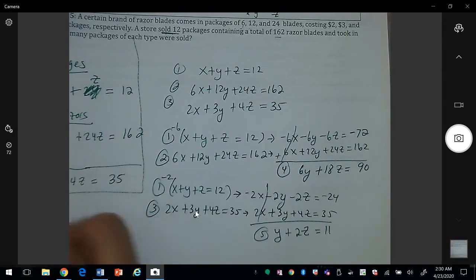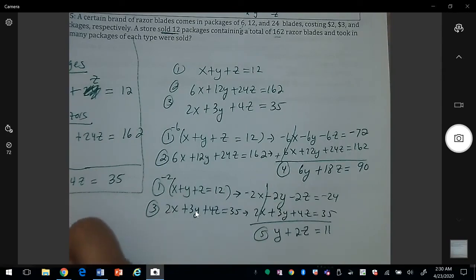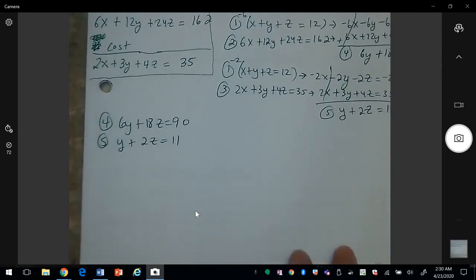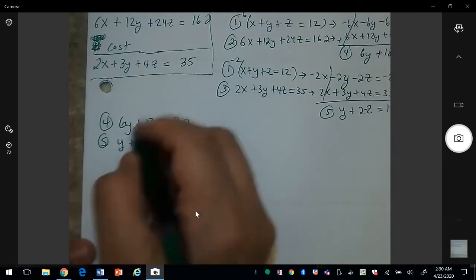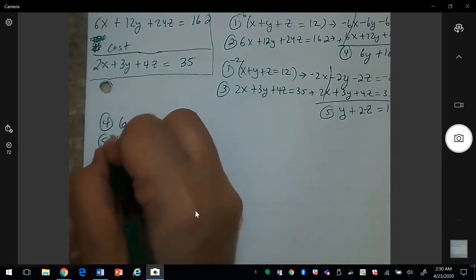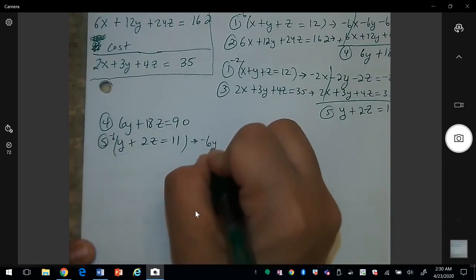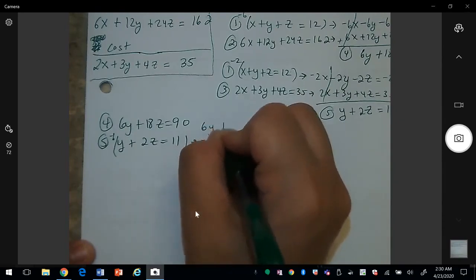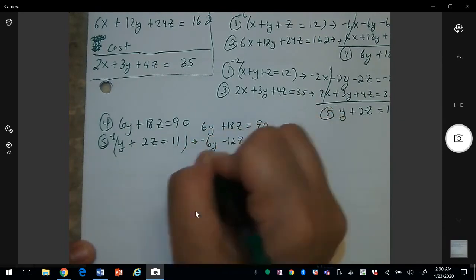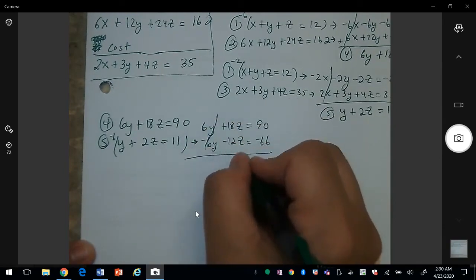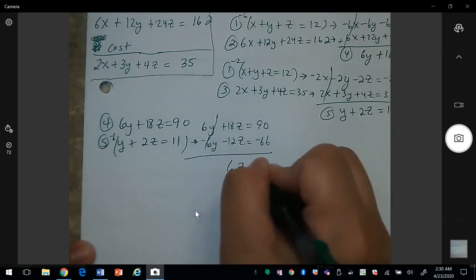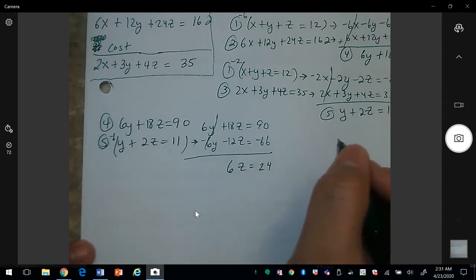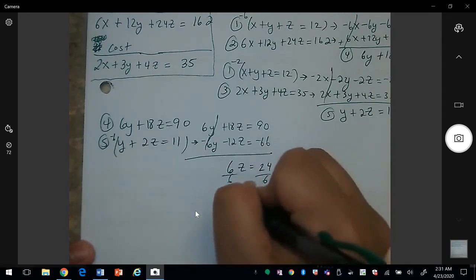Now I use equations 4 and 5 and solve the system for those 2 equations. I'm going to get rid of the y, so I multiply equation 5 by -6, and the top stays the same. 18z minus 12z is 6z. Divide that by 6, so z is equal to 4.